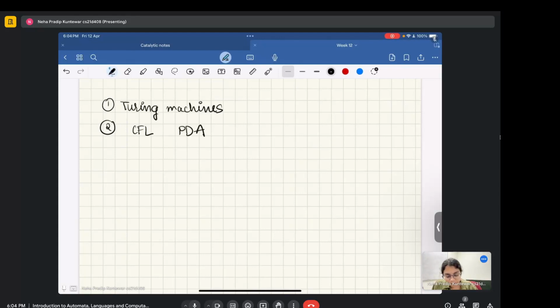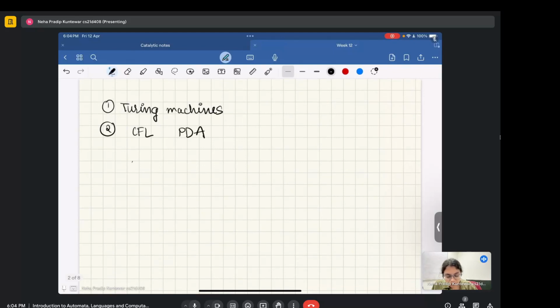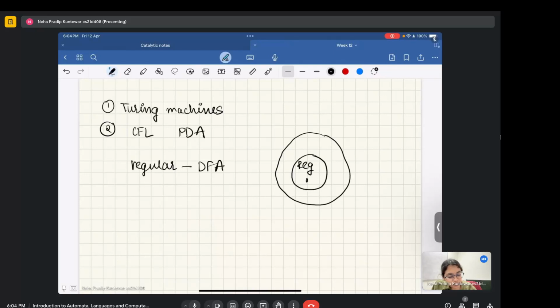In the previous weeks we saw what is called a regular language, and we know that DFAs recognize regular languages. This is the set of regular languages. If you want to show that some language is inside this set, it's sufficient to give a DFA, NFA, or any of the equivalent models for it. But if you want to show that a language is not regular, that is, it is outside here, then you use what is called the pumping lemma for regular languages.